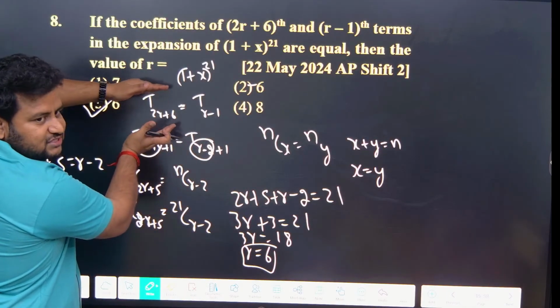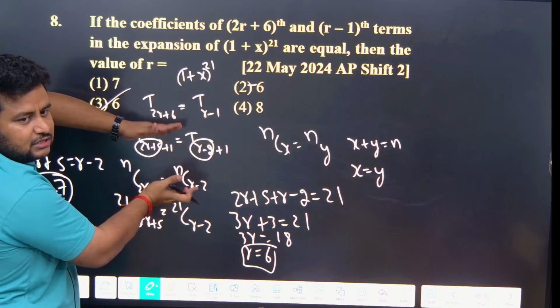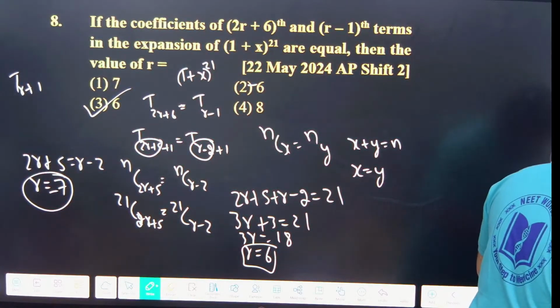The first step itself is only the binomial theorem. Otherwise, mostly it is the concept of combination. Clear? Let us go to some more questions.